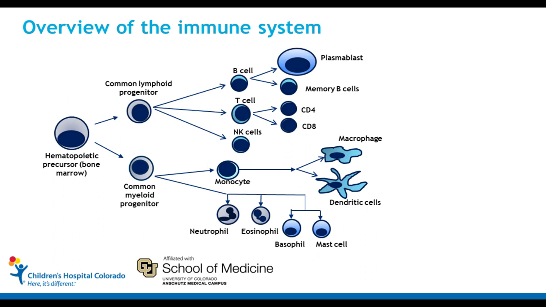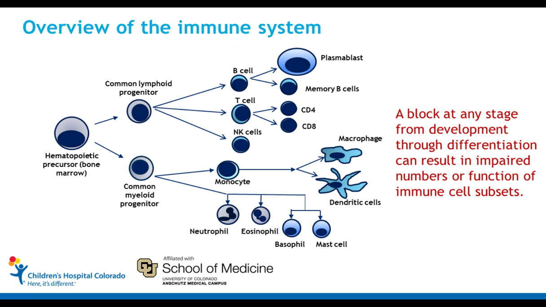So given the complexity of development of the immune system, a genetic defect anywhere in this pathway can result in either lack of development of a particular cell type or affect the function of one or more of these subsets. And looking at the pathway of development, it's easy to note that genes that are involved in the progenitor stage can involve multiple cell types, whereas genes that are specific to a T cell or B cell, if mutations occur in these genes, then those particular subsets may be affected.